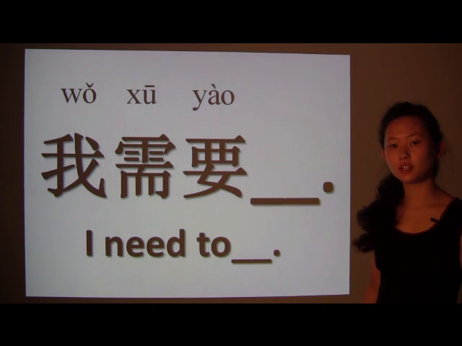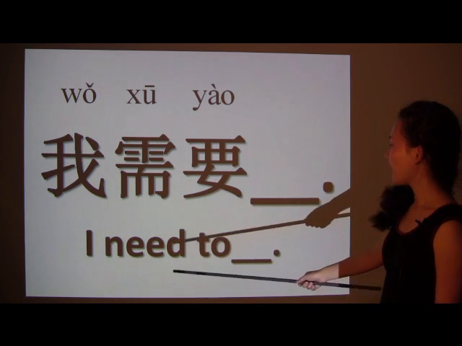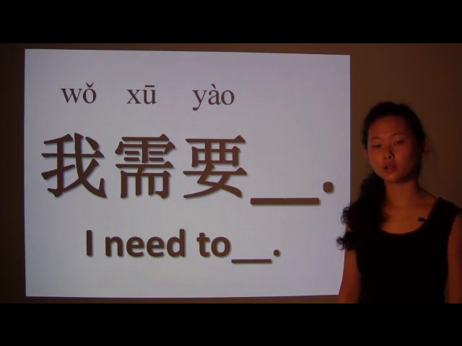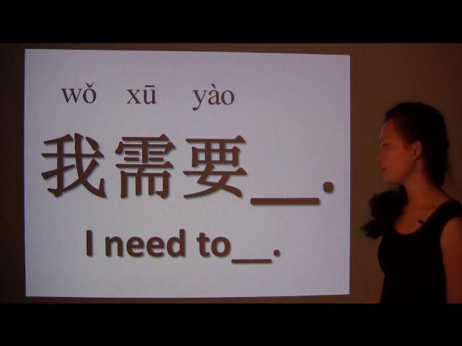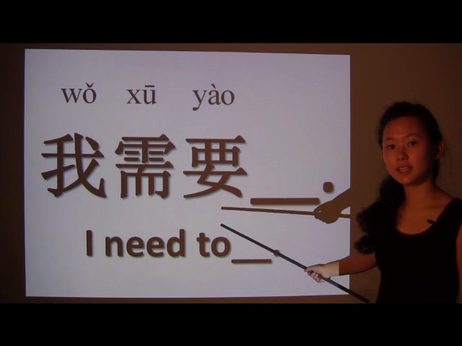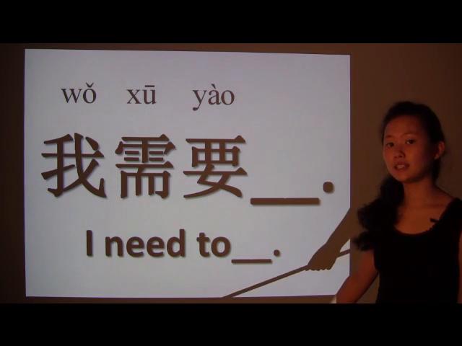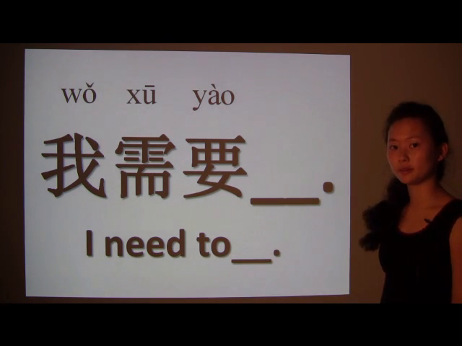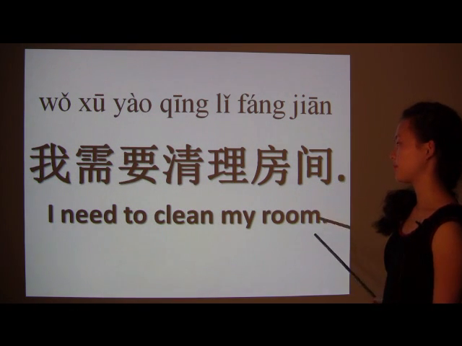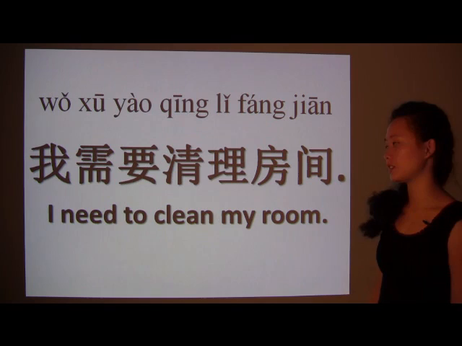And this is really similar to what we were just talking about. 我需要, I need to, and then be it you have to go somewhere or you need to organize something. I need to. 我需要. This is the same phrase as I need. So how do you figure out which one goes with which? That depends on what follows in the blank. So say, I need to clean my room.